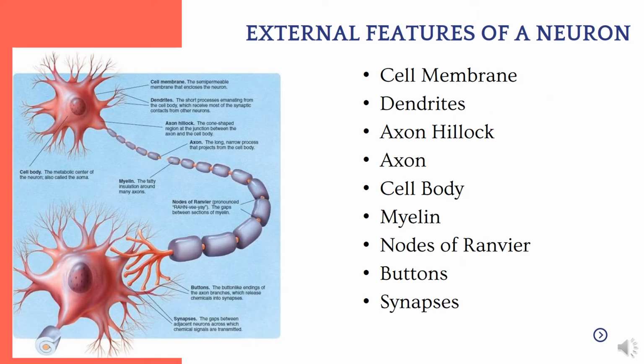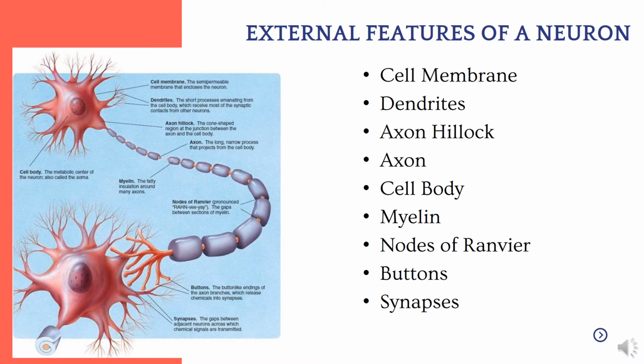External features of a neuron. Cell membrane encloses the neuron. Dendrites receive most of the synaptic contacts from other neurons. Axon hillock, the cone-shaped junction between the axon and the cell body. Axon, a long narrow process that projects from the cell body. Cell body, the metabolic center of a neuron, also called soma.